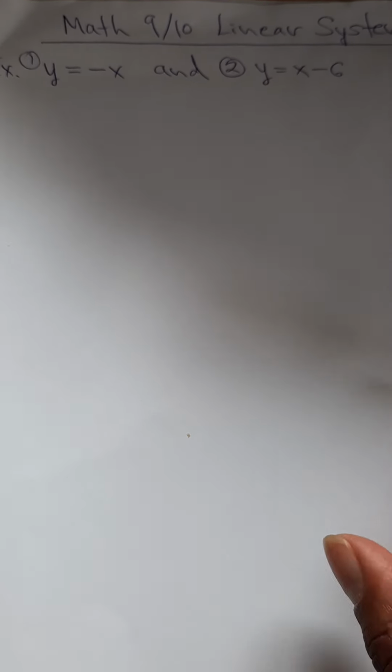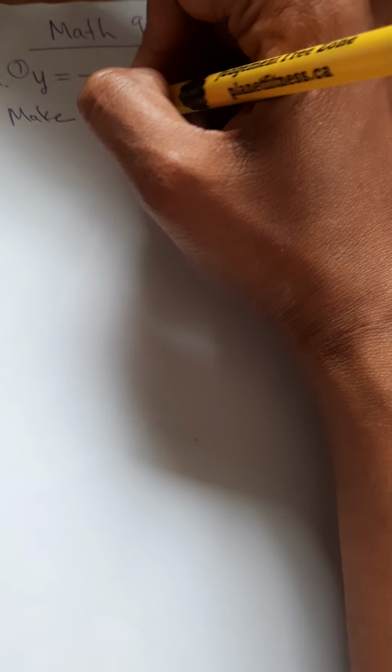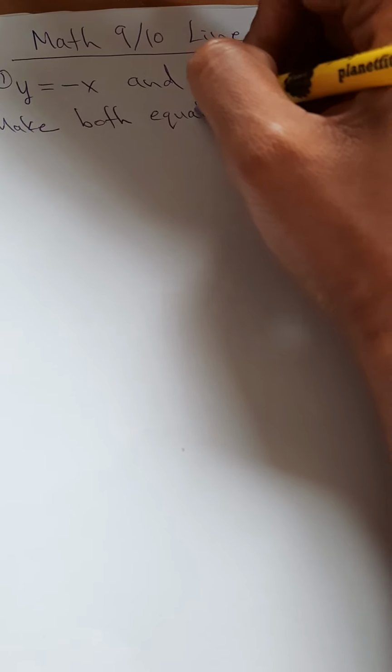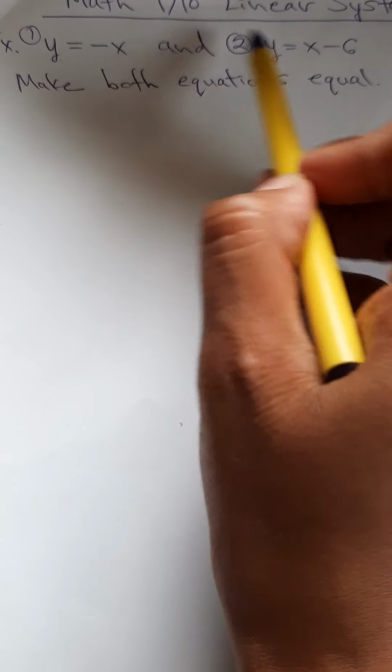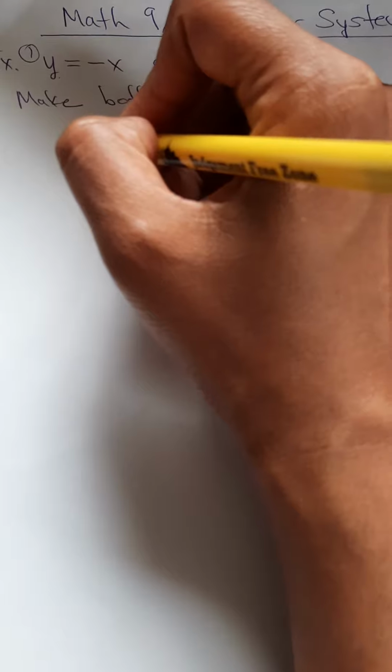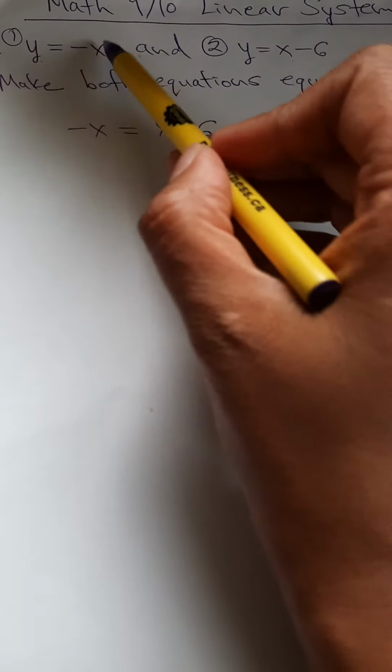Okay, I want to just make both equations equal. So I'm going to make both equations equal to each other. And you notice how both of them are y equals. Basically, I'm going to do negative x equals x minus 6. You're just taking the right-hand side of each of the equations and making them equal. So with that, let's put the like terms together.